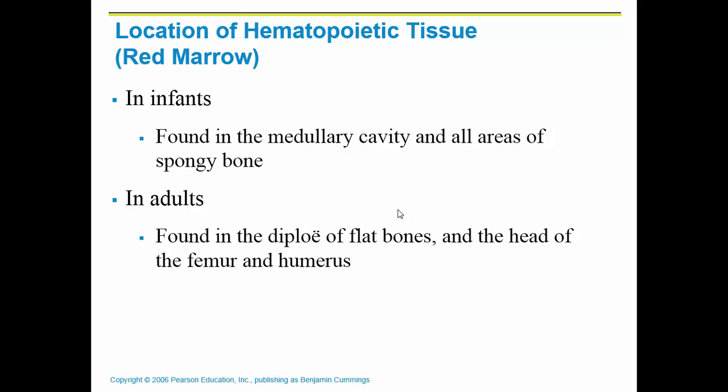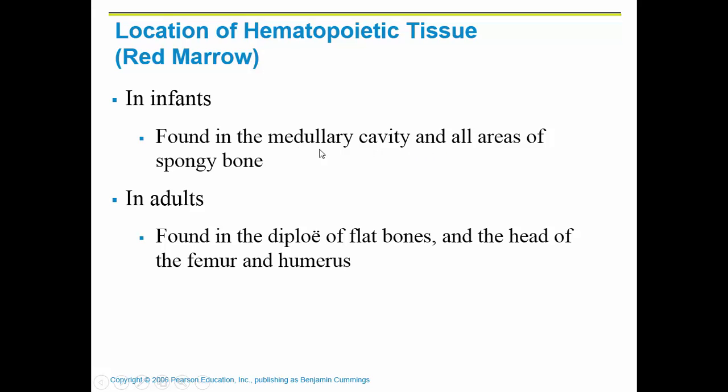Now, there's a big word at the top that says hematopoietic tissue, and hematopoiesis is the formation of blood cells. This happens in red bone marrow. Yellow bone marrow is just there to store fat, and red bone marrow is where we're going to produce our blood cells. In infants, when we were smaller, we had red bone marrow basically everywhere.